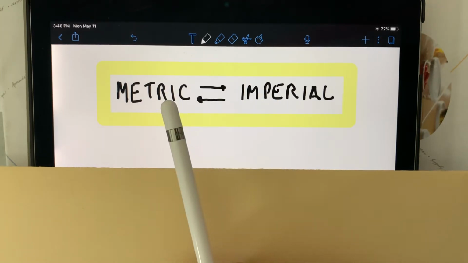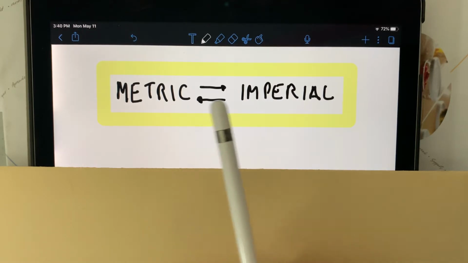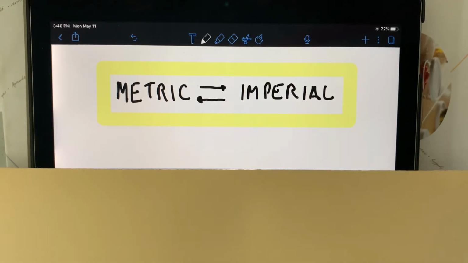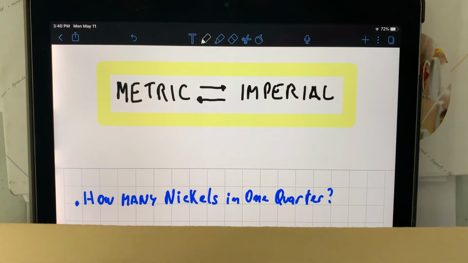Now, the metric was like meters, centimeters, kilograms, milliliters, liters. Imperial was more like the inches, quarters of an inch, eighths of an inch, feet, yards, ounces, pounds, and that kind of stuff. So we need to be able to know how to go from one to the next. And before we do that, let's look at how we would convert money, because I think this would make it a little easier. So how many nickels in 1/4?